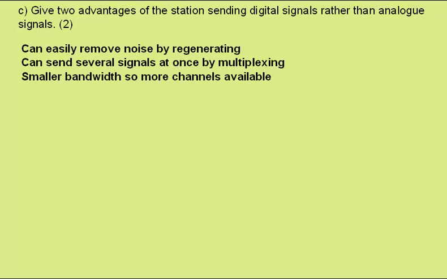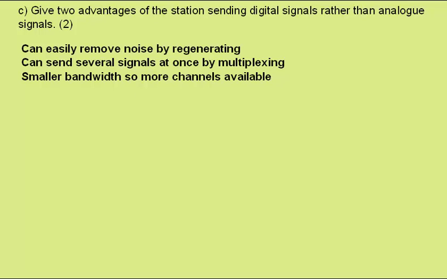Part C is a question that comes up time and time again, so make sure you know an answer to this. Give 2 advantages of the station sending digital signals rather than analog signals. Well, digital signals can have the noise removed by regenerating. Don't make the mistake of thinking that digital signals don't pick up noise. They do, it's just that it can be removed. We cannot easily remove noise from analog signals.